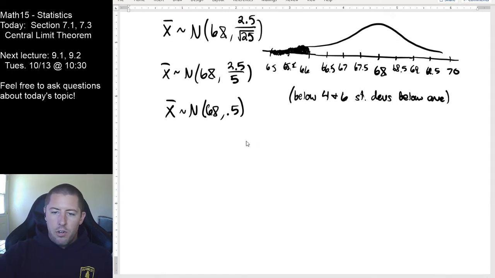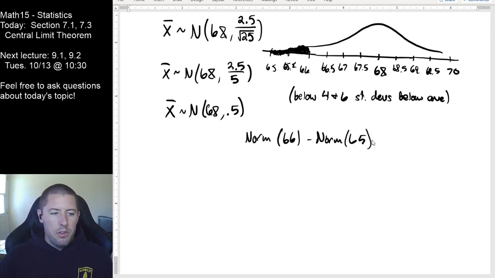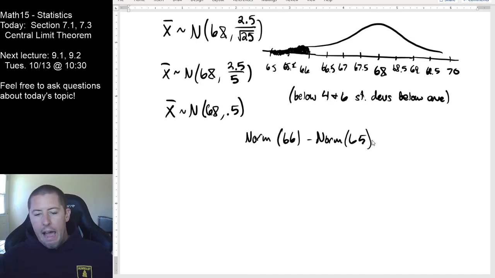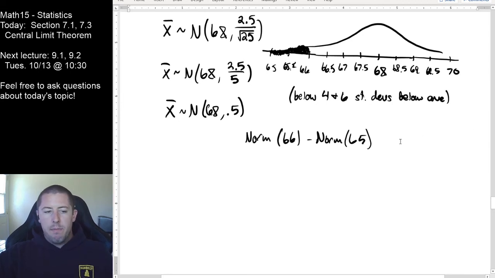So again, I'm going to do my same idea here: norm for 66 minus the norm for 65, but we now have a different standard deviation term, because it is the standard deviation associated with the sample average of 25 people at a time. It's hard for 25 people to deviate as a group compared to one person.